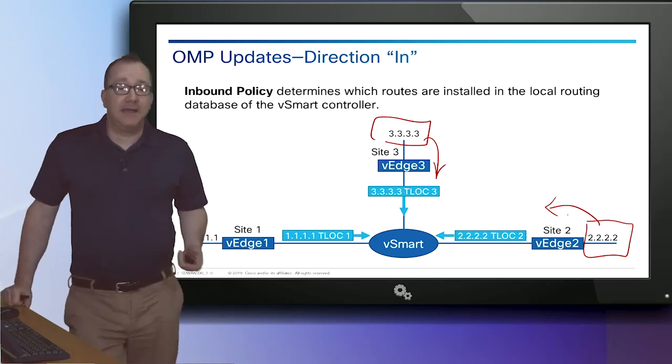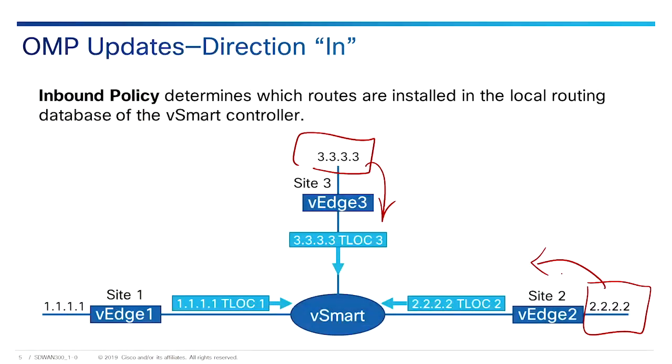An inbound policy could change this incoming flow of information, and therefore change what the vSmarts see in their routing database. So vSmart is going to get this advertisement of 2.2.2.2 for site 2 and advertise it to both site 3 and site 1. This is the normal behavior. If you have no policies in place, this is how we operate. We advertise your locally advertised service networks to everyone else.